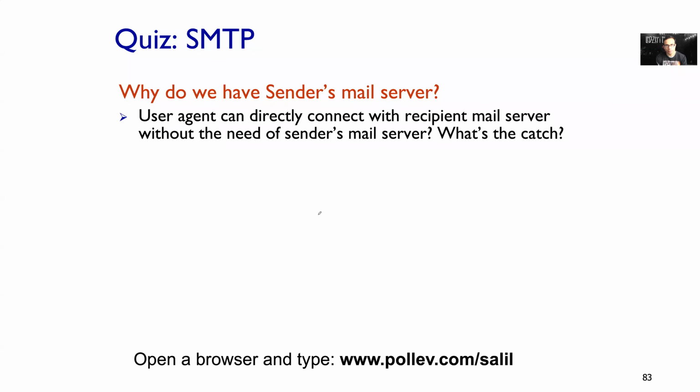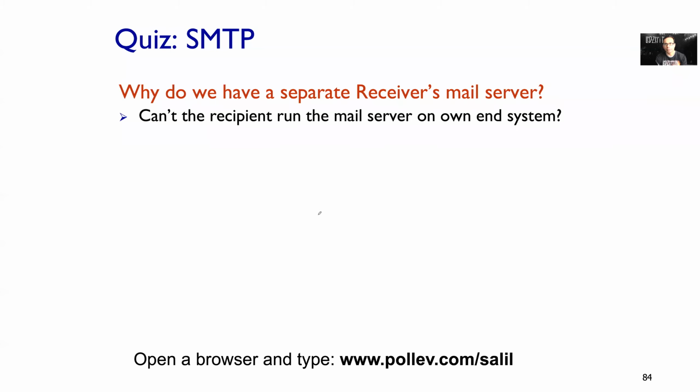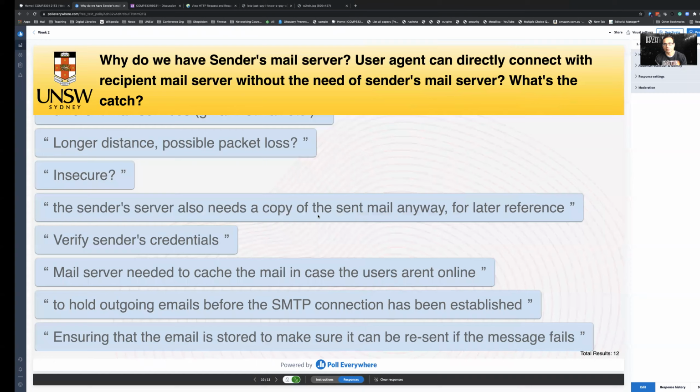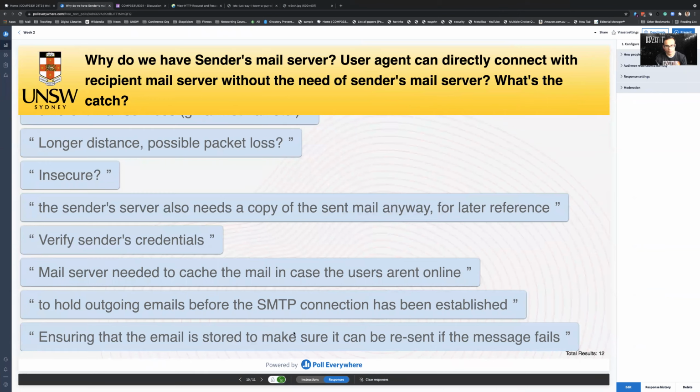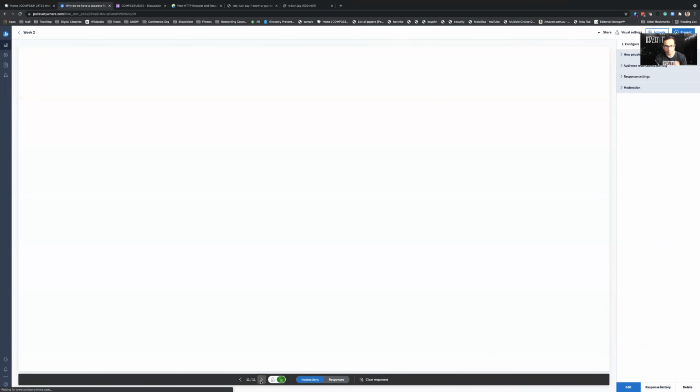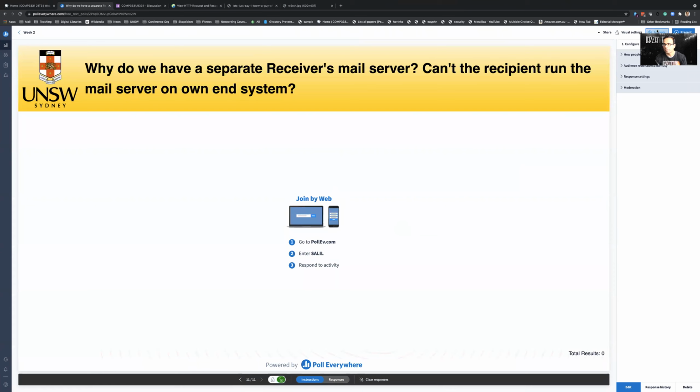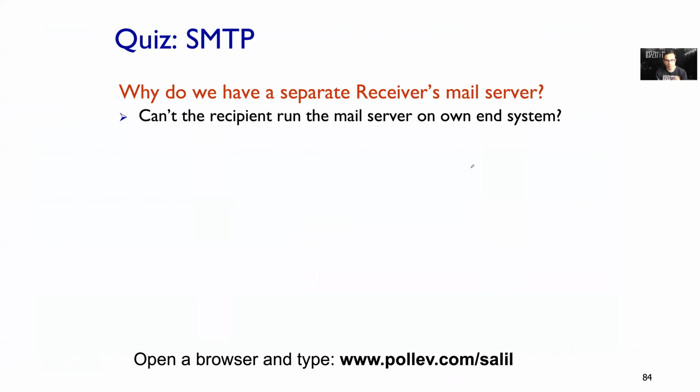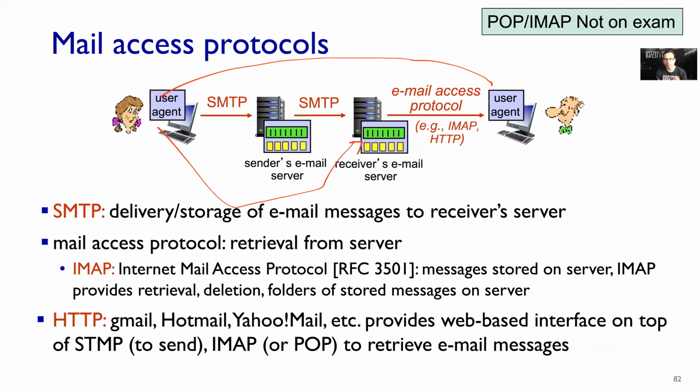Then similarly, why do we need a separate receiver's mail server? So here it's asking, can't the receiver run the mail server on their own system? So let me move forward and activate this one. So effectively, it's asking, why do we need this, right? Why couldn't, say, the sender's mail server directly dump the email to the user agent?